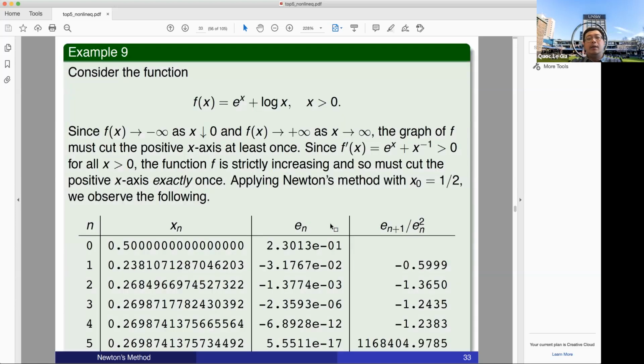And here, this is an example. So you can use the previous MATLAB script, and you can compute the ratio en plus 1 over en square. And you see that the errors en plus 1 over en square, the ratio is around minus 1.24, right? But suddenly it jumped up to a very high value.